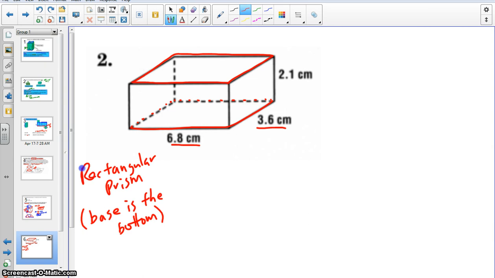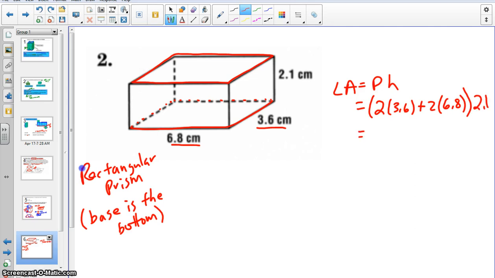Okay. So again, finding our lateral area, we would have to find the perimeter of the base times the height. So we have 2 times 3.6 plus 2 times 6.8 for our perimeter, times the height of the prism, which is 2.1. Go ahead and round to the nearest tenth as the directions stated. We'll get 43.7 centimeters squared.